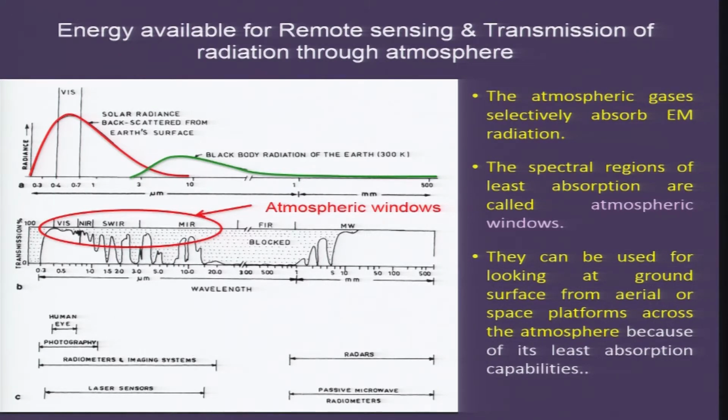They can be used for looking at the ground surface from an aerial or space platform across the atmosphere because of its least absorption capability. Because if the light or the energy which is coming in is absorbed, then you will not be able to view anything in the data which you are collecting, in terms of photographs or if you are doing remote sensing.